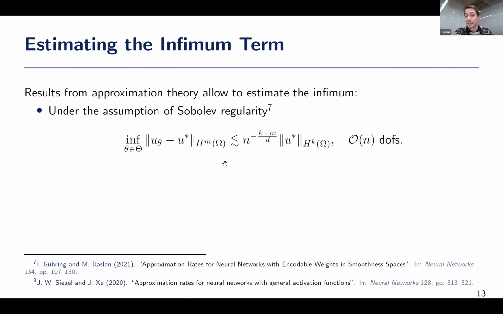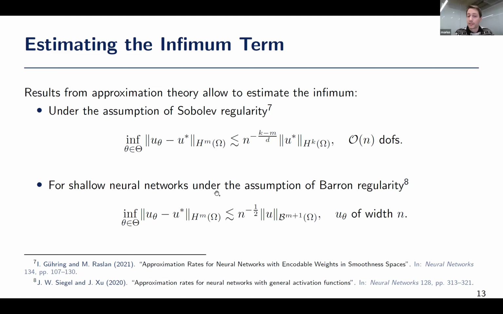And then let's look at this infimum term. It depends on what kind of norms you want to estimate this in. So typically there will be Sobolev norms that you need to control. They are dictated by the nature of the PDE. The PDE just lets you do what you can do with it, and you will typically end up with an infimum over a Sobolev norm. And there are results in the literature that tell you what kind of rates you can expect and how many degrees of freedom you would need to use, for example, in this paper by Gühring and Raslan.